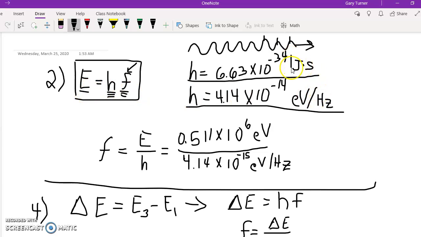Now, we've already worked with energy in units of joules, and Planck's constant has this number in the SI system. In the SI system, meters, kilograms, seconds, we use joules for energy, and it has this particular number, 6.63 times 10 to the negative 34.